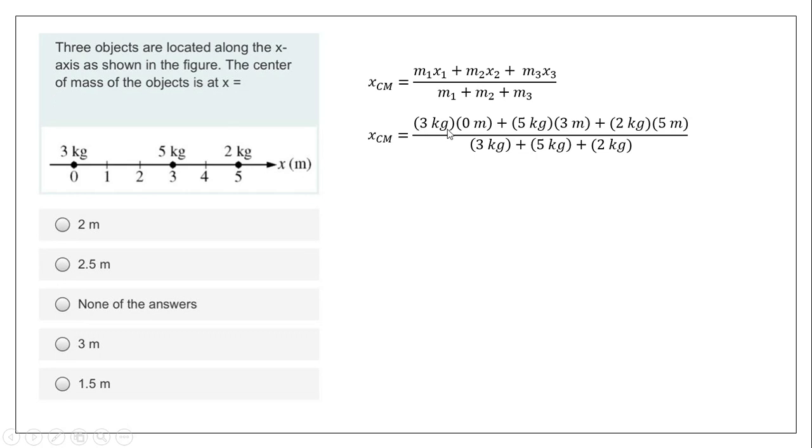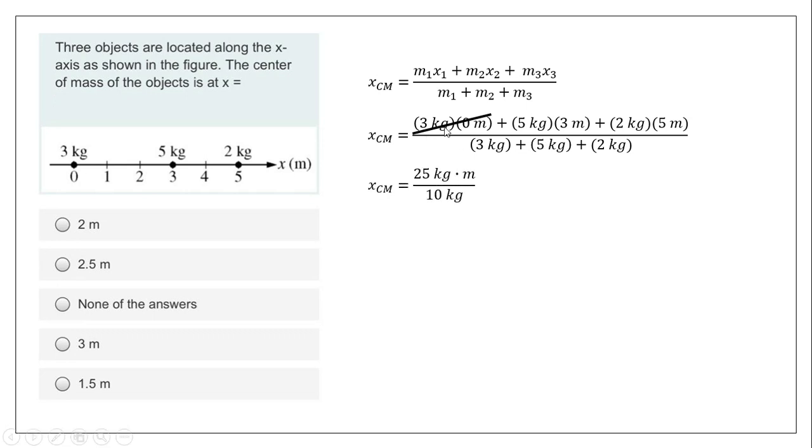So I wrote it out here just for you to see. Here's 3 kilogram. Where is it? It's placed at 0, so x1 is 0. And the second mass is 5 kilogram, and then where is it? It's at 3. M3 would just be 2 kilogram according to the diagram, and it is placed at 5 meters to the right of 0. And then the sum of the masses on the bottom would be 10.